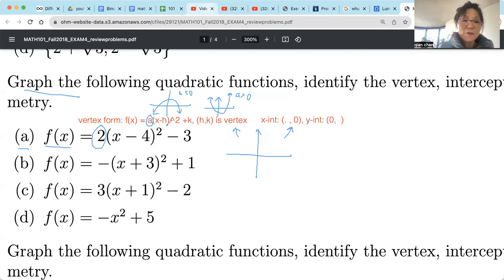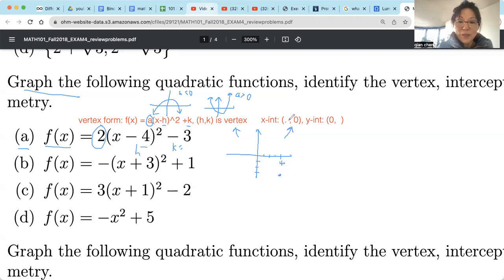And in the vertex form, we have (h, k) to be the vertex. You see x minus h and plus k. So that means 4 is h, so this is the h value. And k equals -3 because we have plus k. So let's identify 4 and -3. So this is 1, 2, 3, 4, the value of 4. Then -1, -2, -3. So the vertex will be here, and it's an upward parabola.